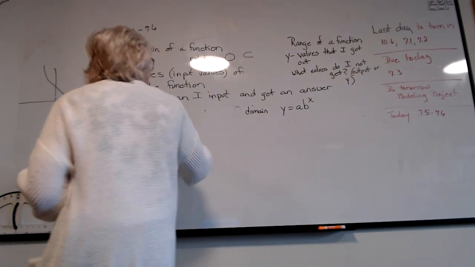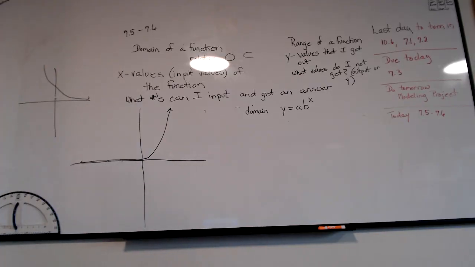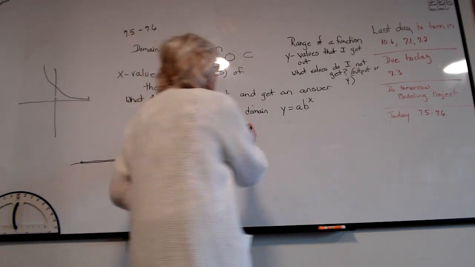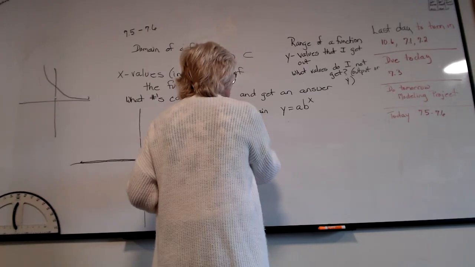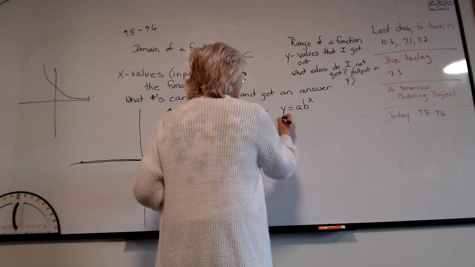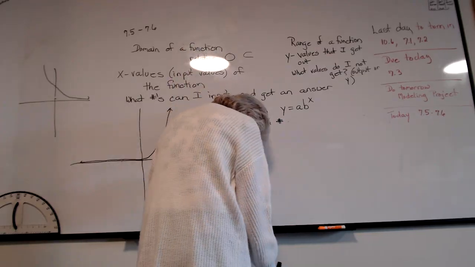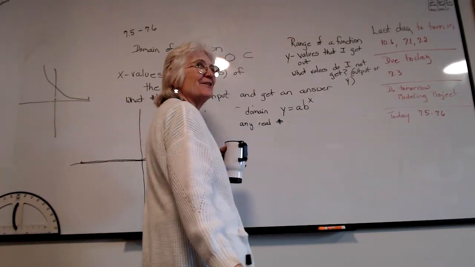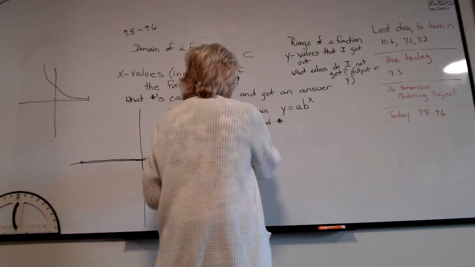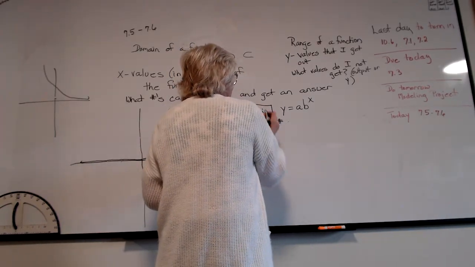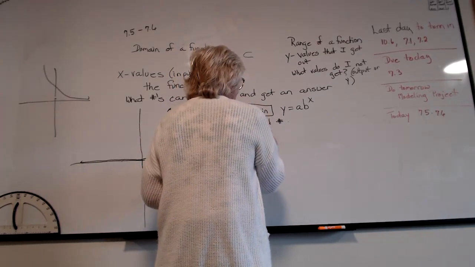So in here, what kind of values can I put in for x? Any real number. So the domain for this is still any real number. What's a fake number then? Can you show me? The square root of -1. The square root of -1 is a fake number.